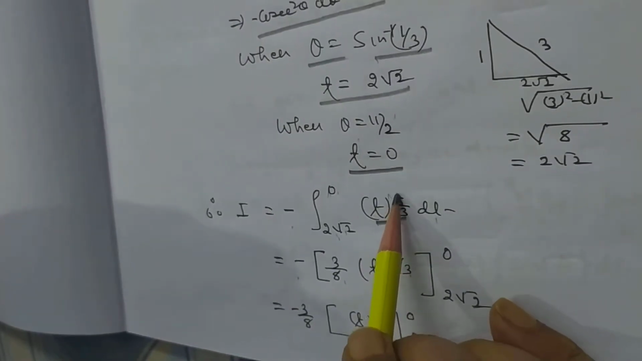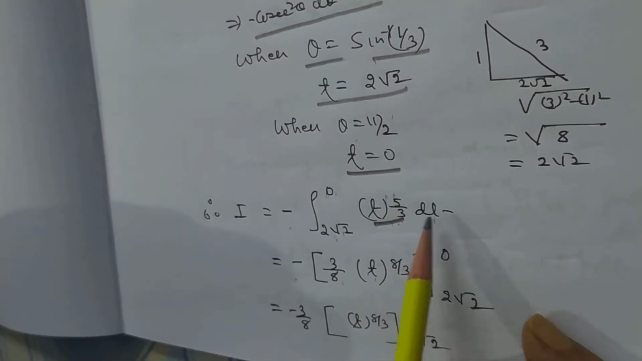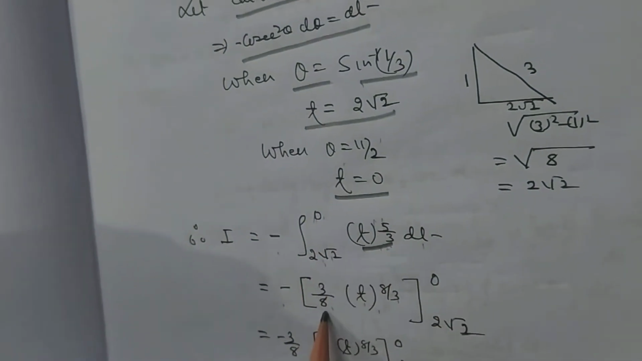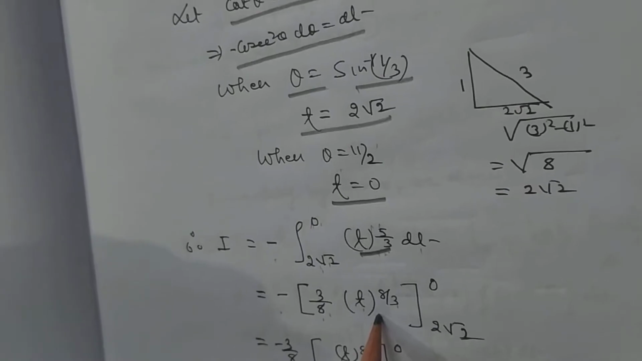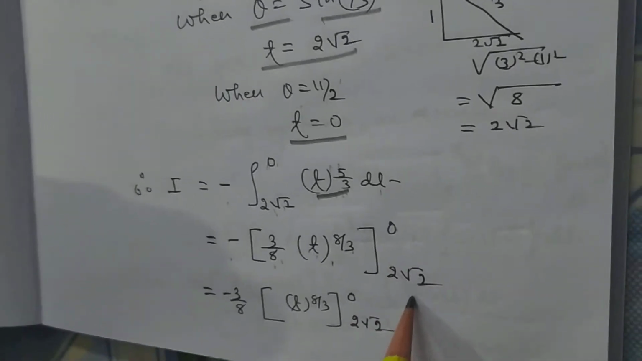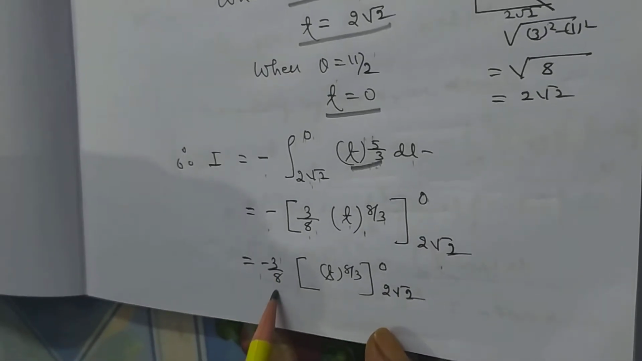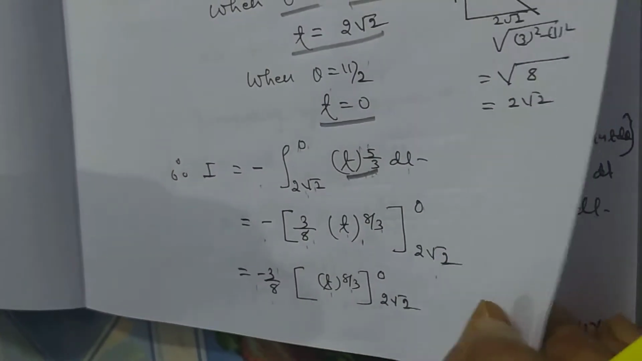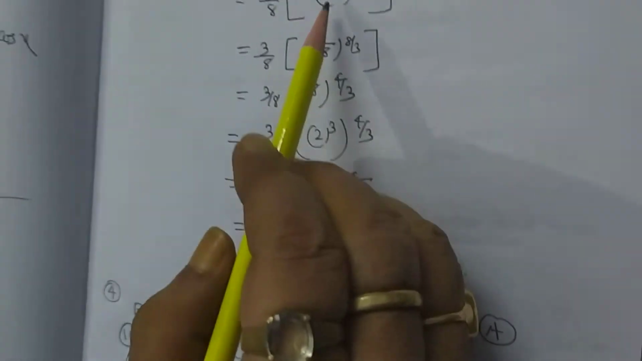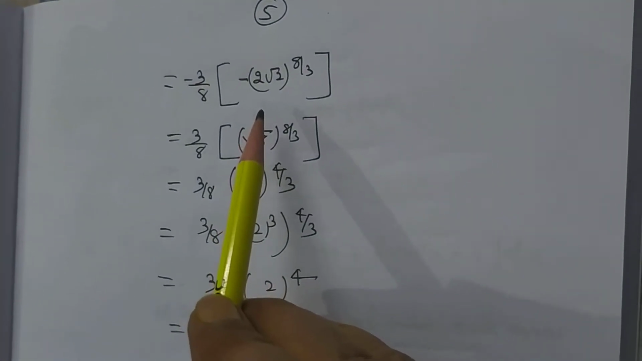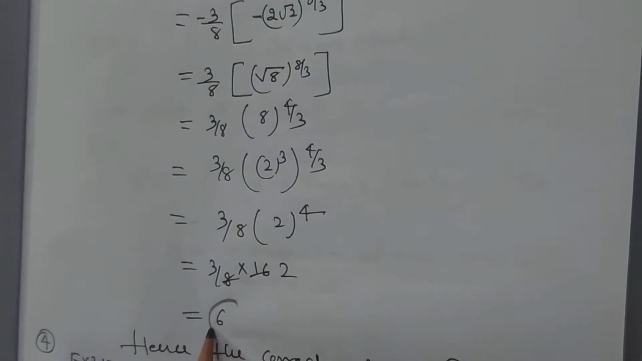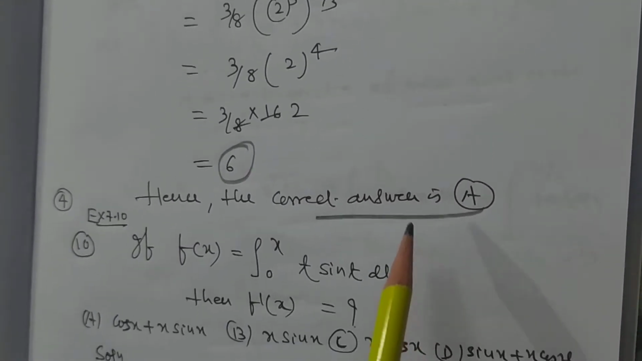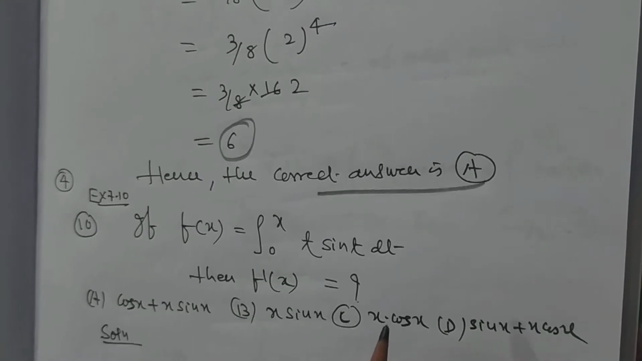It is based on the formula: integral of x to the power n dx is equal to x to the power n plus 1 by n plus 1. So it will be 3 by 8 t to the power 8 by 3, from 0 to 2 root 2. Minus 3 by 8 t to the power 8 by 3, from 0 to 2 root 2. And my dear student, after solving it, we will get the result 6c. Hence the correct answer is A. So my dear student, in this way we do this problem.